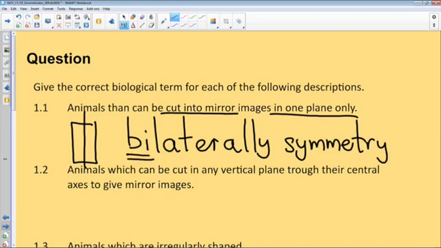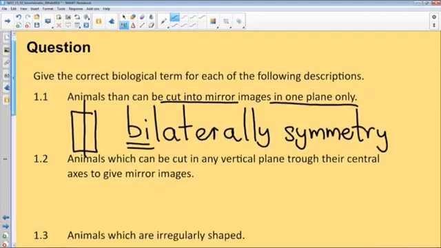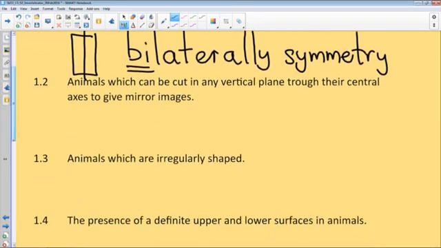Hope you guys got that. So that was quite a good one to start off with. 1.2, animals which can be cut in any vertical plane through the central axis to give you mirror images. And the key word here is mirror, and look at the plural, images. So how often would you get mirror images?